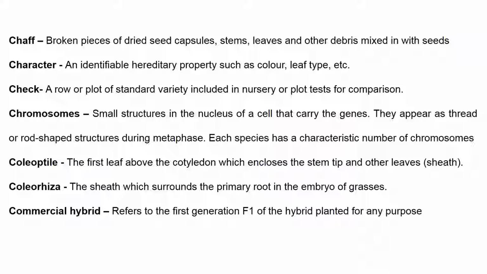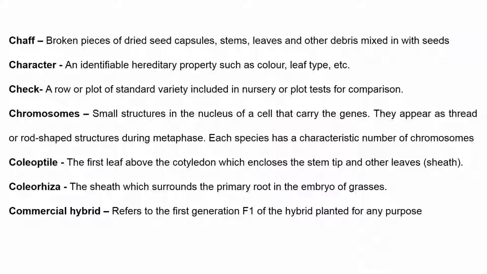Chaff or chaffy seed. Broken pieces of dried seed capsules, stems, leaves and other debris mixed in with the seeds is chaff. Character. Identifiable hereditary properties such as color, leaf type, etc. Check. A row or plant of standard variety included in nursery or plot tests for comparison. Chromosomes. Small structures in the nucleus of a cell that carry the genes. They appear as thread or rod-shaped structure during metaphase. Each species has a characteristic number of chromosomes.